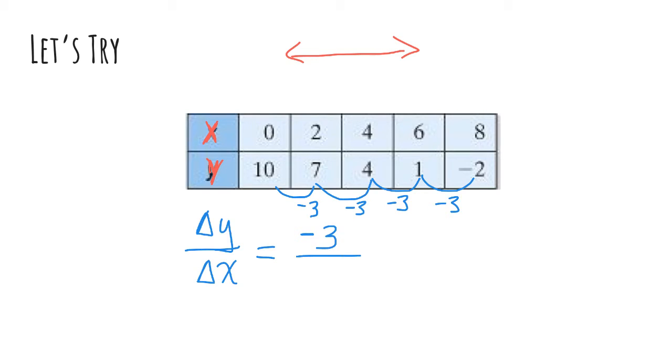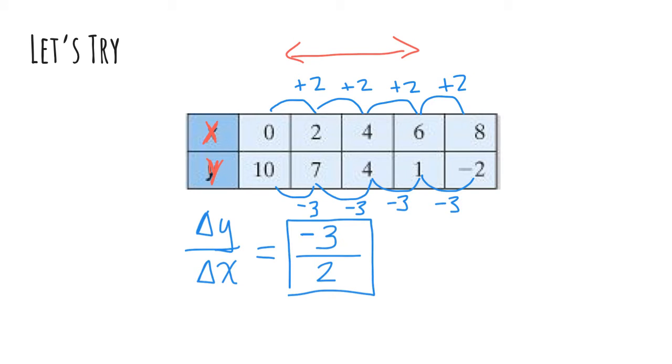That's my numerator. And then my denominator is the change in x. So from 0 to 2, I'm going to add 2. 2 to 4, I'm adding 2. 4 to 6, I add 2. 6 to 8, I add 2. So it looks like I'm adding 2 as my denominator. Now you can decide if you want to put that plus or not. So for my constant of proportionality, this is written as a unit rate. I have a numerator and a denominator. It looks like it's -3 over 2 as my answer.